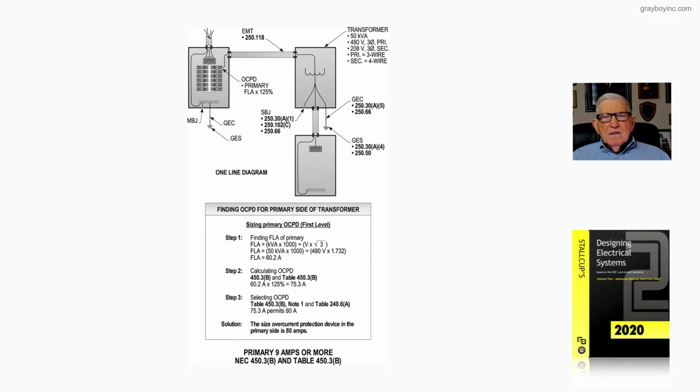And then the final level would be less than 2 amps. We'd use 300%, and again, we cannot go above the 300%. We'd always have a round down size.